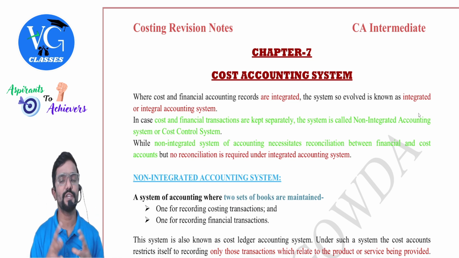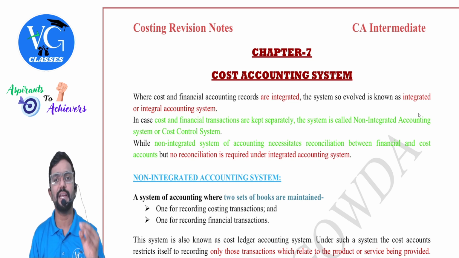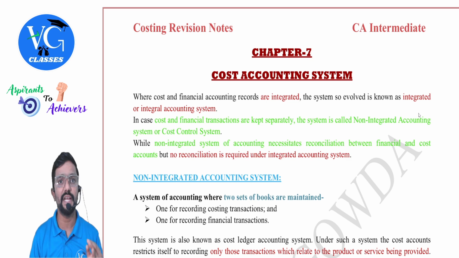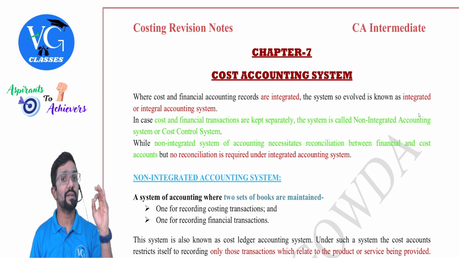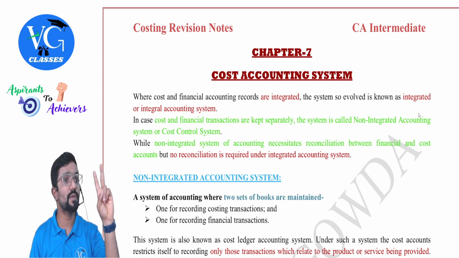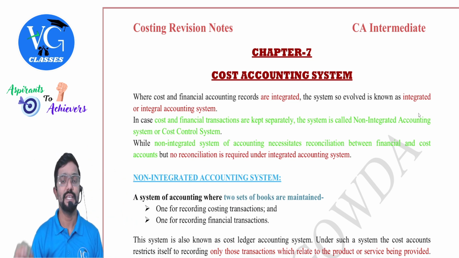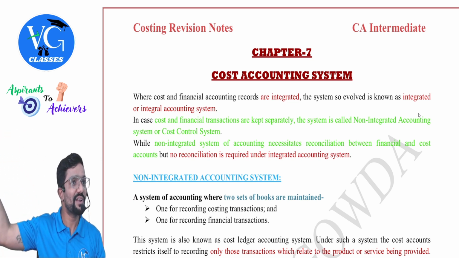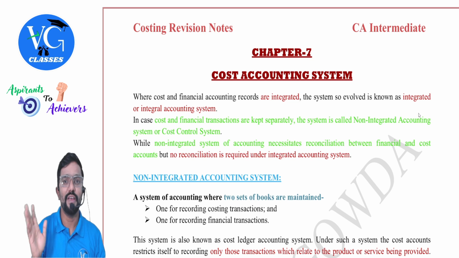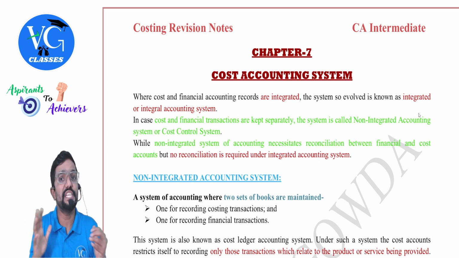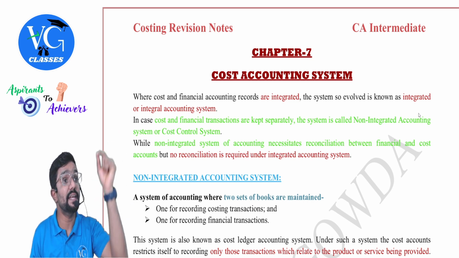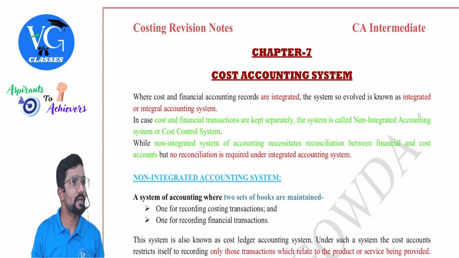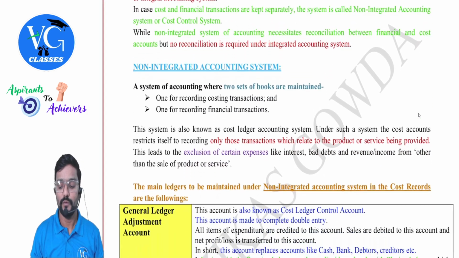So our first focus would be on how we prepare the ledger accounts, or how we pass the journal entries under non-integrated in cost books. Under non-integrated, there are two sets of books now. What are those? Cost books and financial books. Sir, are financial books covered in our costing syllabus? No. Whatever you have learned in your accounts, that is financial books. We are not learning that in cost. So what are you teaching now, sir? Whatever entries you are supposed to pass under non-integrated in cost books. So we will see that now.